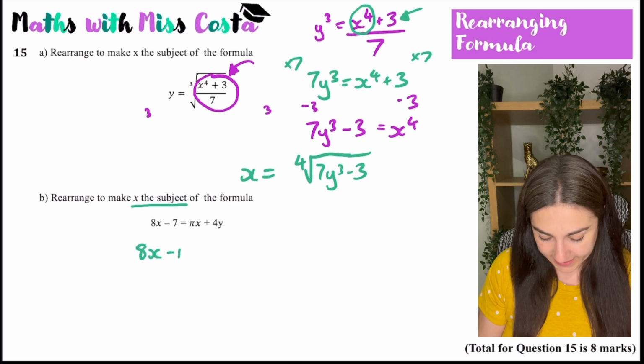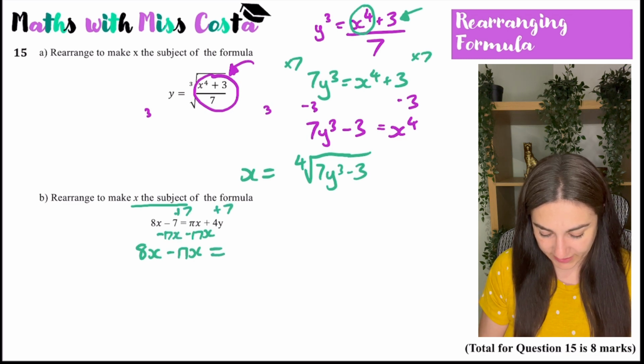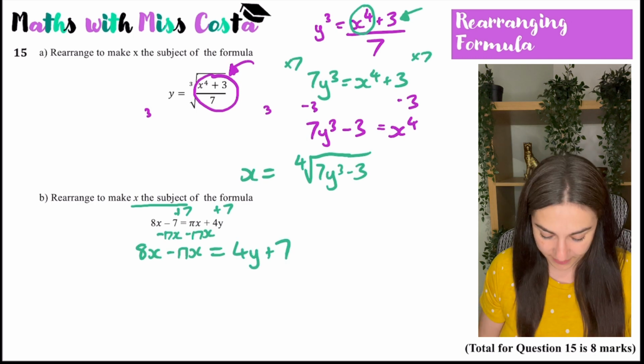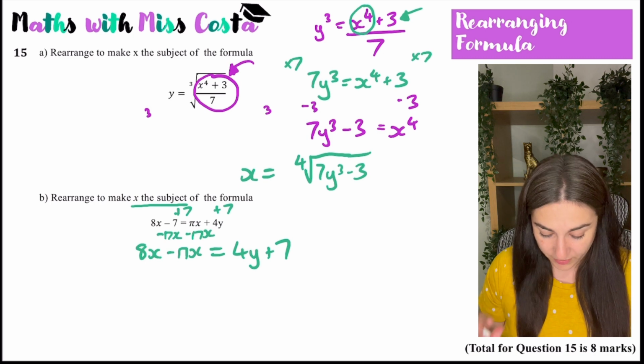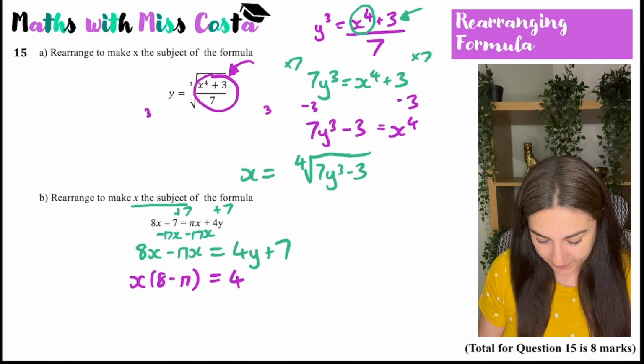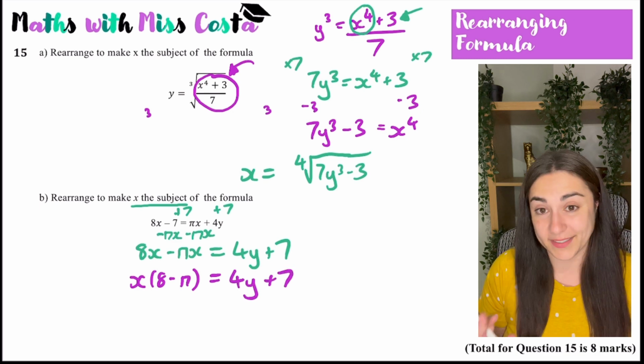So you've got 8x minus pi x. I'm going to take pi x from both sides, and at the same time I'm then going to add 7 just to make it a little bit quicker. So that would equal 4y plus 7. You could have done it in 2 steps if you prefer. So now I've got both of my x terms on one side. What I can do is factorize it so that I just get x on its own.